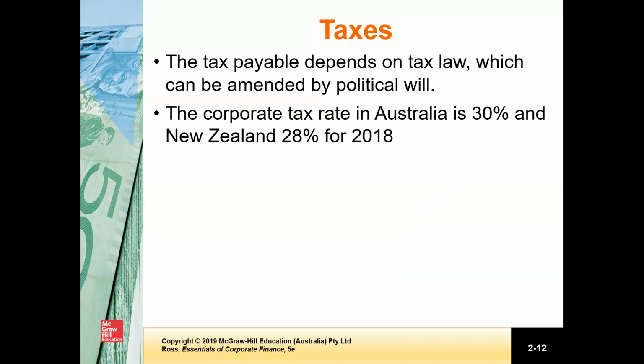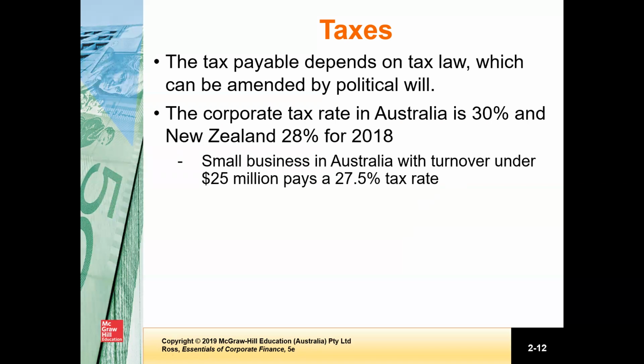The corporate tax rate in Australia is 30% and in New Zealand 28% for the 2018 tax year. And a concession has been made for companies in Australia with an aggregated turnover of under 25 million, to a tax rate of 27.5%. Generally, corporate taxation in Australia and New Zealand is a flat tax rate, in that there is only one tax rate, and this rate is the same for all income levels.